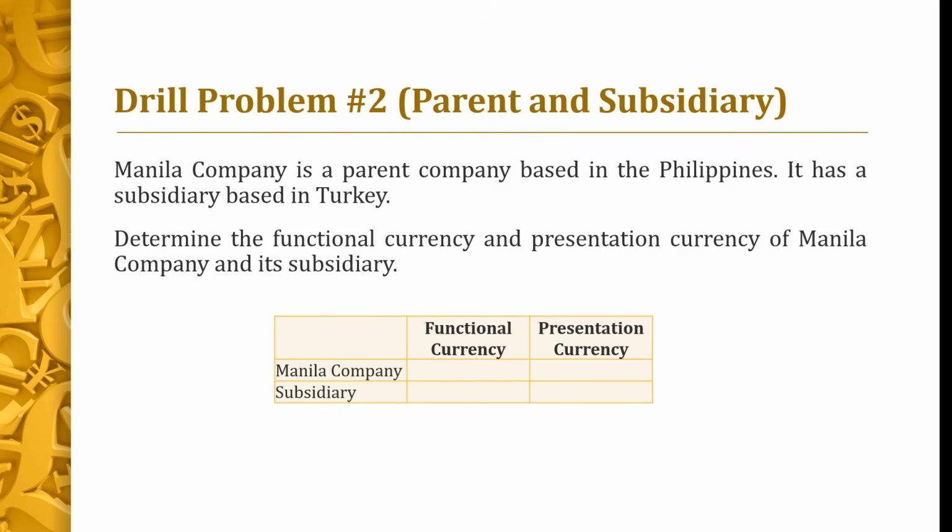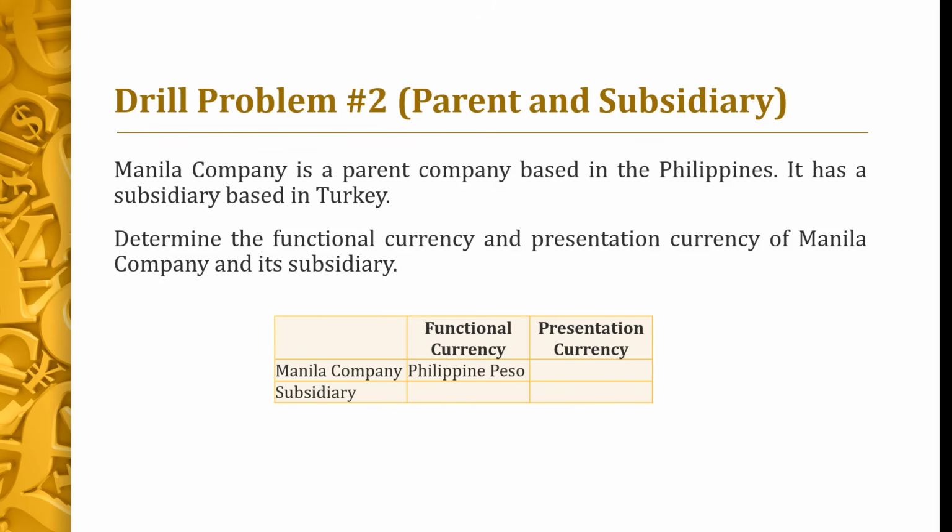Second problem, this time, parent and subsidiary naman. Manila Company is a parent company based in the Philippines. It has a subsidiary based in Turkey. Determine the functional and presentation currency of Manila and the subsidiary. Functional currency muna tayo. What do you think will be the functional currency of Manila Company? Diba normally ang functional currency ay equal sa local currency kung saan nakabase yung company? Therefore, ang sagot natin, functional currency of Manila Company should be Philippine peso.